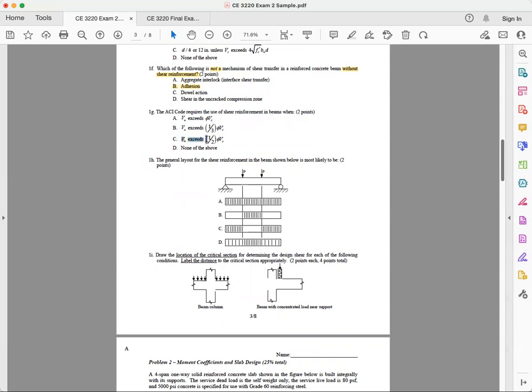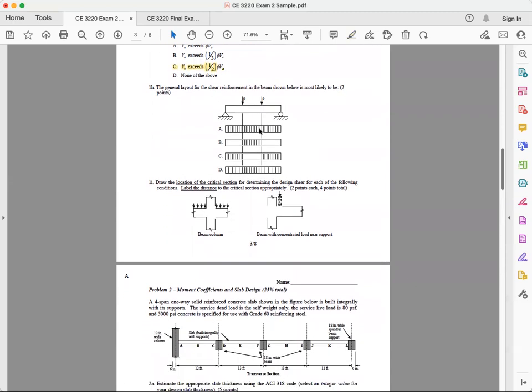When VU exceeds 1/2 of VC, yes, because at this point we need to provide some reinforcement, a very small amount of reinforcement. Remember? So C is the right answer, okay? C is the right answer.